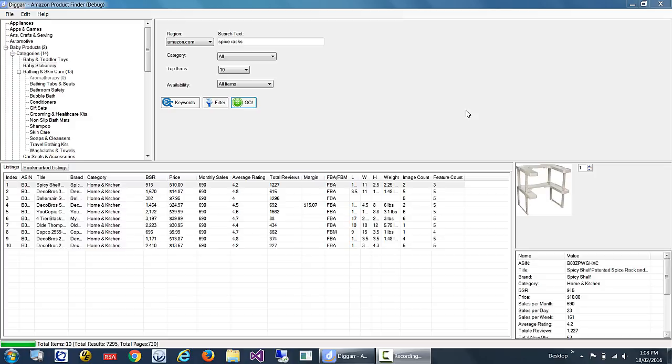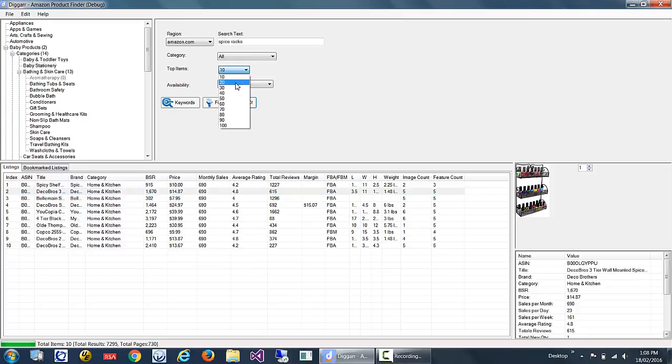Now, I'm getting a lot of emails from customers asking what do you actually mean by depth of the market? Okay, so let me explain that. I've done a search on Spice Racks and I've pulled down the top 10 values here. Now, in fact, let me pull down 20 values because I want to show you what I mean by that.